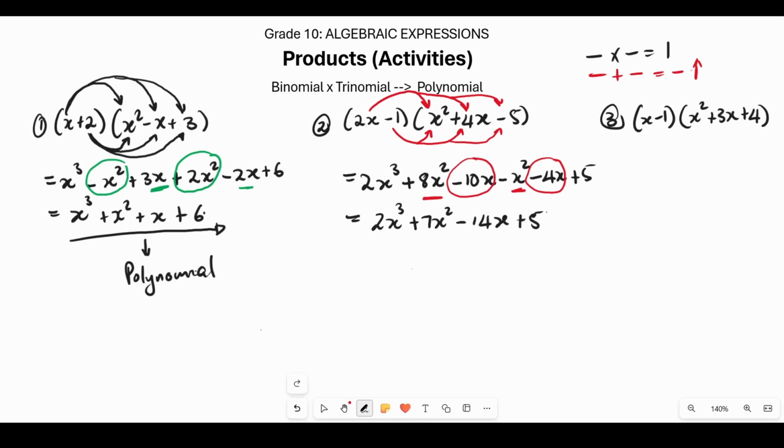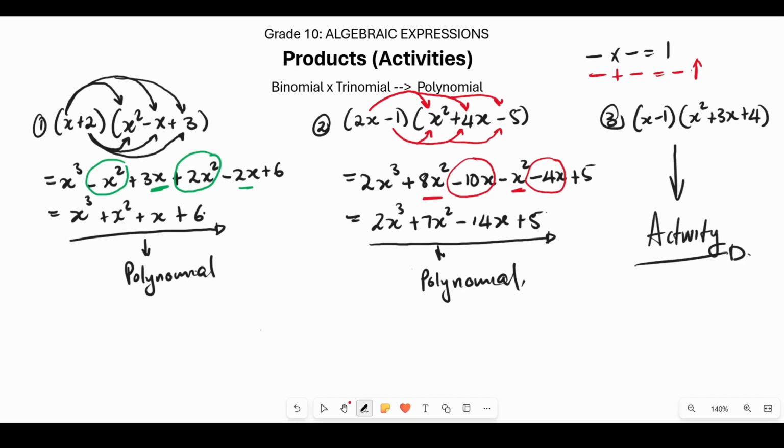If you can check here, we have a what? A polynomial. So that is a polynomial. Then this one here, you can take it as an activity. Try it yourself so that you can see how far you are in terms of the distribution property understanding. Let me see you on the next topic, which is going to be factorization. So pause the video, write this down and try. Remember, you can never fail if you try.